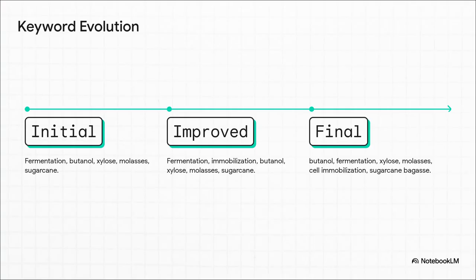Look at how they evolved here. The first draft is okay, but kind of generic. The final version, though, is super specific. Words like cell immobilization and sugarcane bagasse are exactly what another specialist in this field would be searching for. You have to think like the person you want to read your paper.